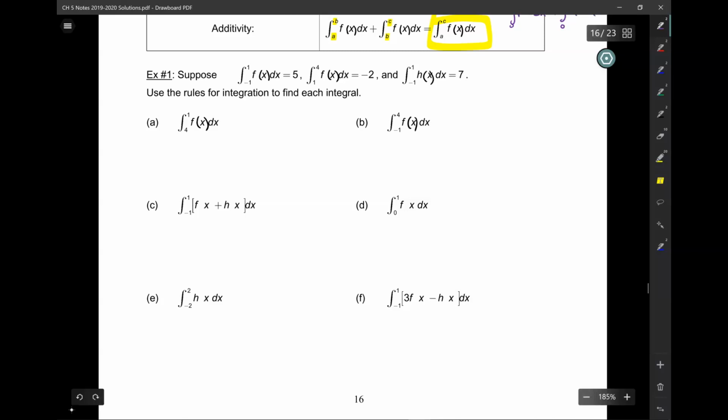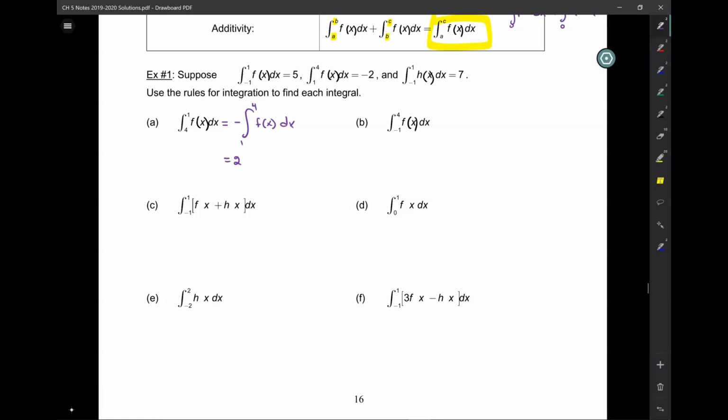So, look at this one. Part A is asking me for the integral from 4 to 1. So that's just the negative of the integral from 1 to 4 of f of x dx. So that's just positive 2.